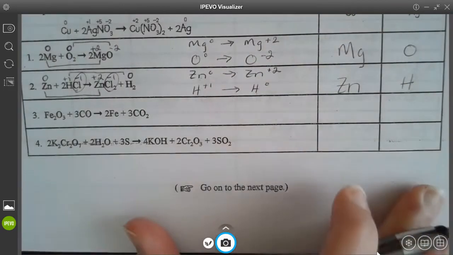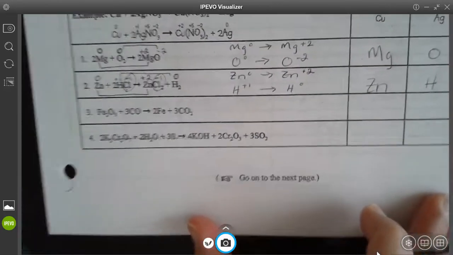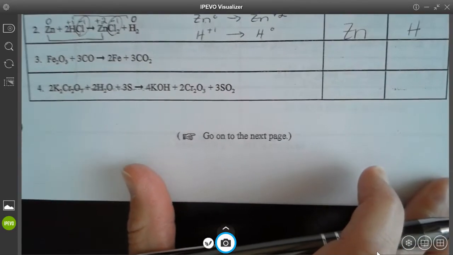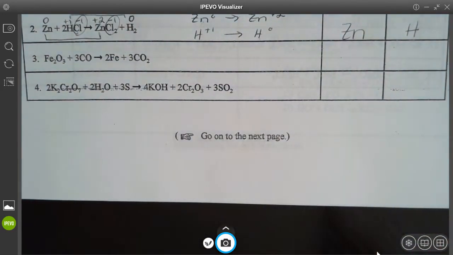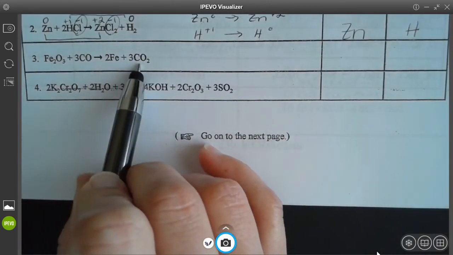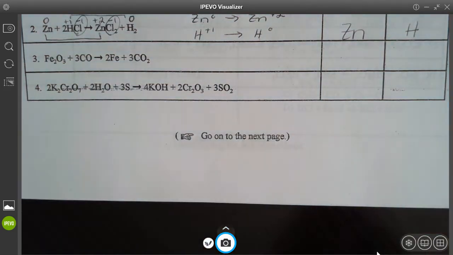Okay, so if you want a little bit more help with this, we're still on this analyzing oxidation reduction sheet. We're going to do questions 3 and 4. Now these get a little bit more complex, some of the more complex ones that you're going to do. We're still going to start with: are there any free elements? Are there any elements that are not bonded to something else?